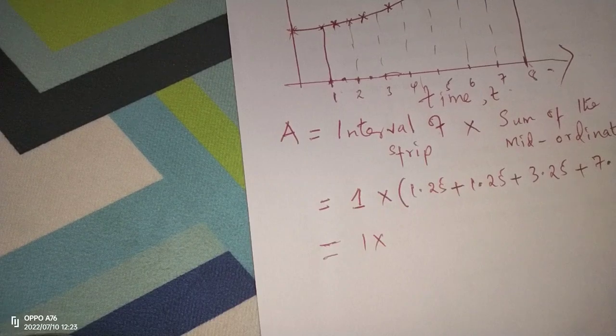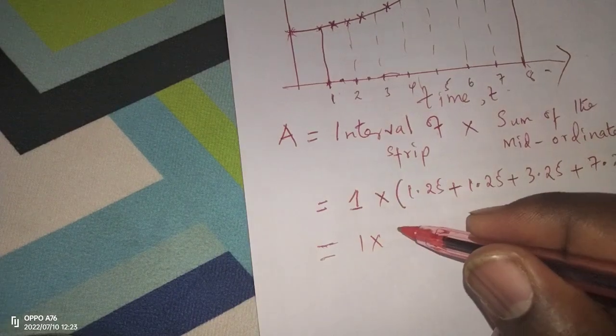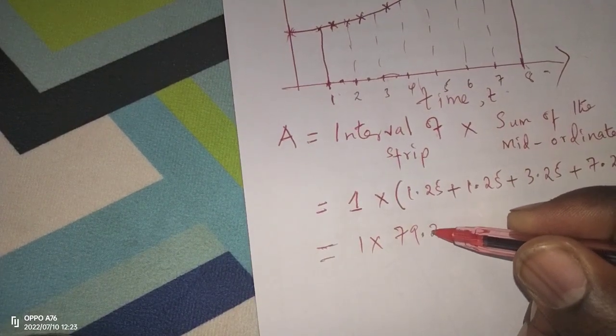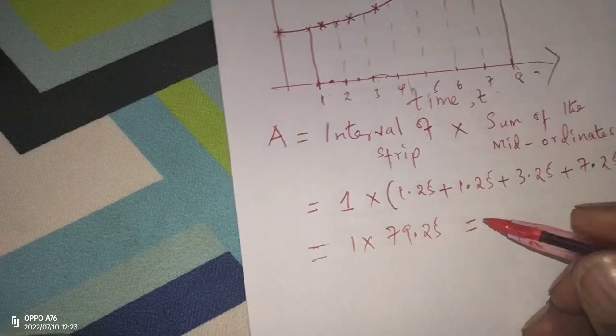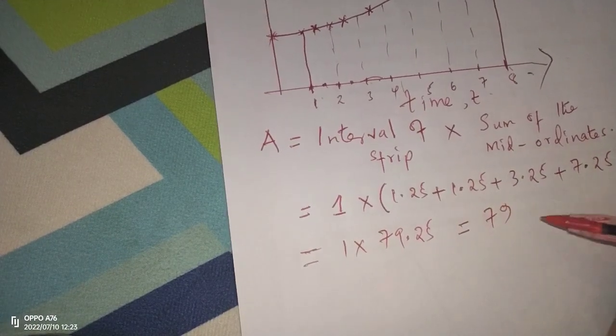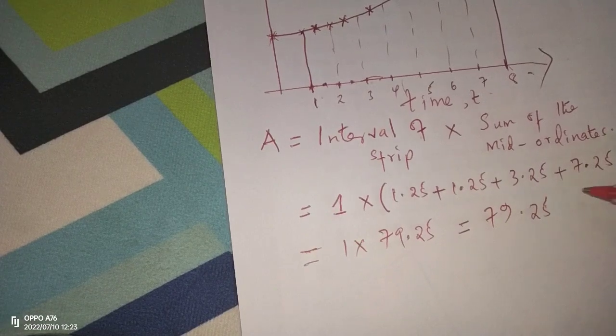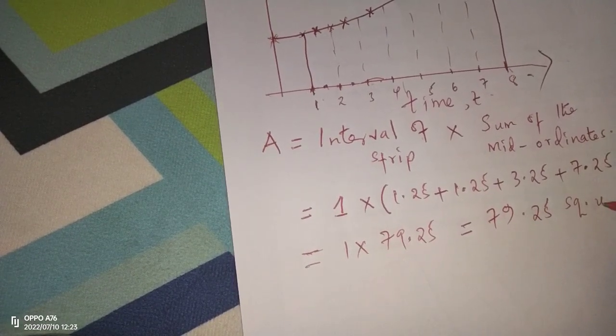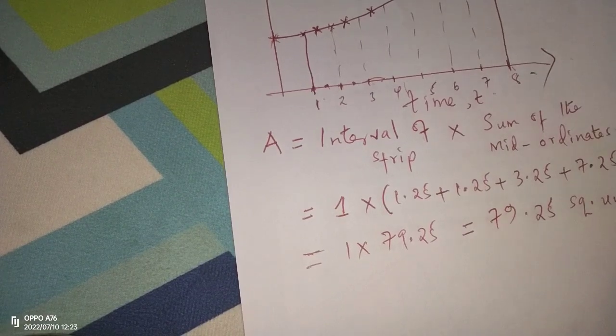Therefore, when we add 1.25 plus 1.25 plus 3.25 plus 7.25 plus 13.25 plus 21.25 plus 31.25, this gives us 79.25. So when we multiply this with 1, we will get 79.25 square units. So that's how we apply the mid-ordinate rule.